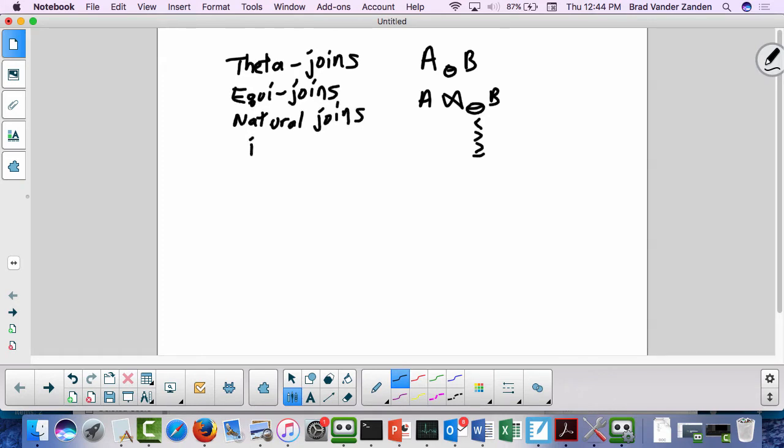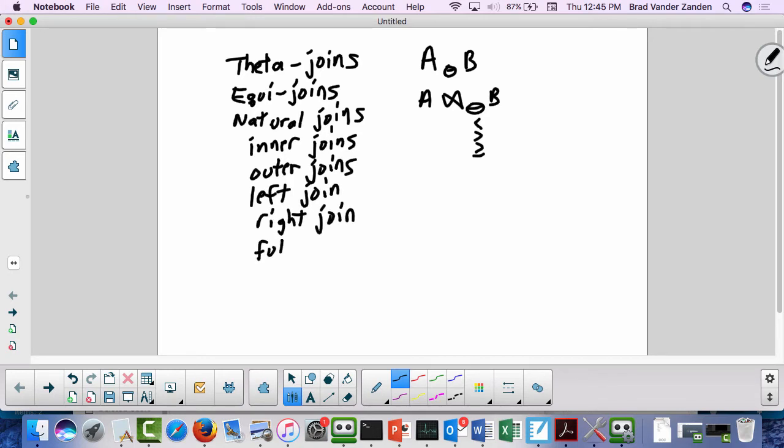And there were inner joins. And there were outer joins. And there was a left join. And there was a right join. And there was a full join. And of course, it's very easy. Ooh, and there's one more join. There's the semi-join. So with all those joins, it's very easy to get confused about what's going on.